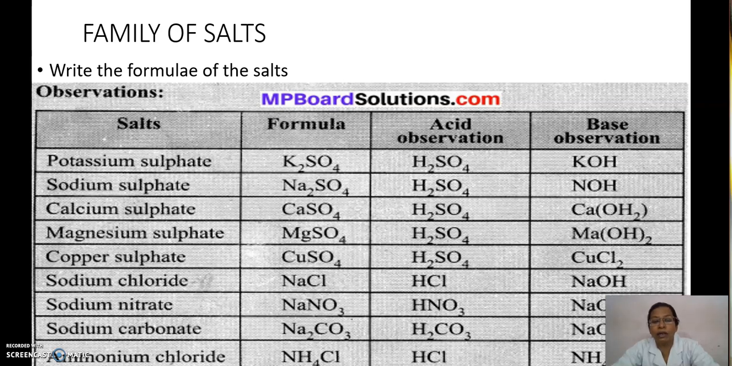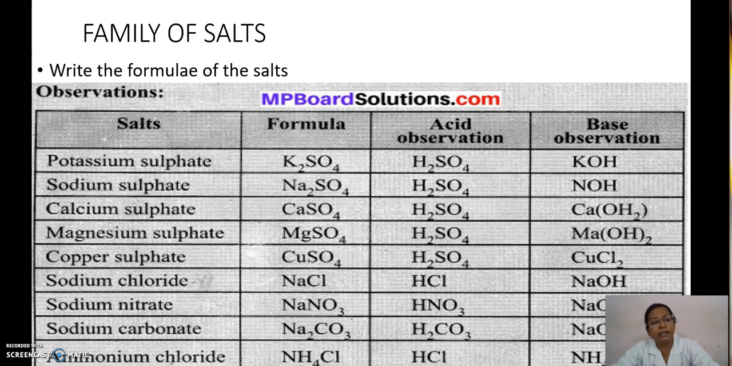This salt is formed by the combination of an acid, that is sulfuric acid, and a base, potassium hydroxide. We have already studied that a salt is formed by a neutralization reaction of an acid with a base. The next example, sodium sulfate, the formula is Na2SO4. Here also the acid used is sulfuric acid and the base is sodium hydroxide, the formula is NaOH.